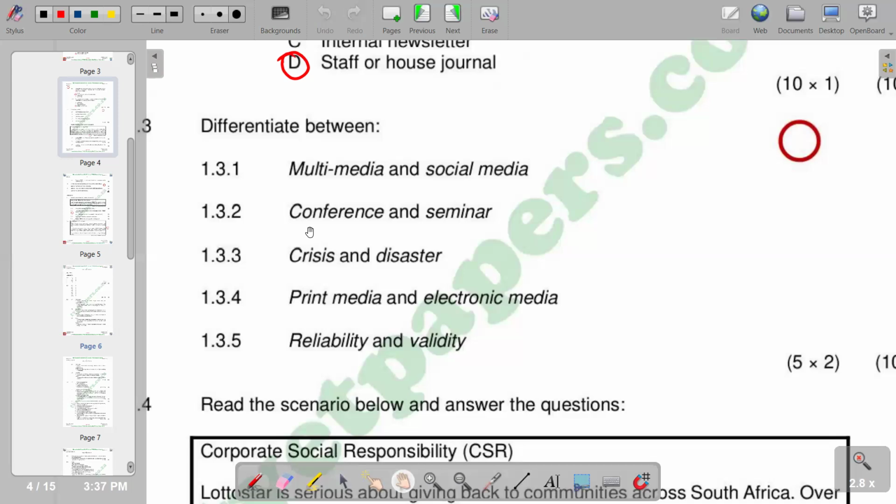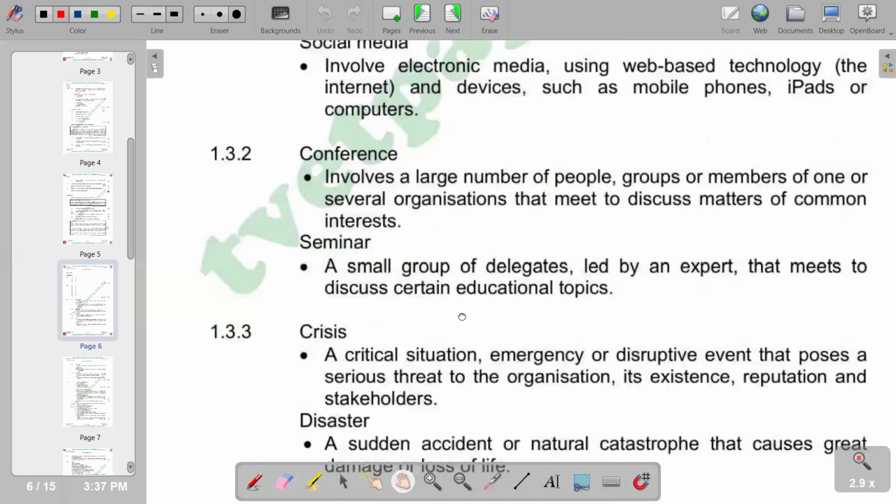Then looking at the seminar now, the number of people that will be there will be less. So we're talking about a small group of people, and the group should be led by a leader, an expert. Obviously, they meet to discuss issues that are educational. So under seminar, the only issues that are going to be discussed are supposed to be educational.